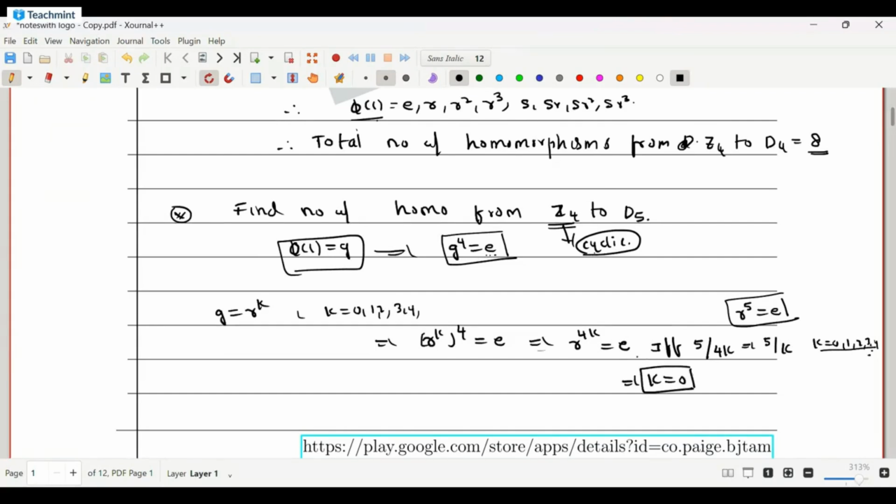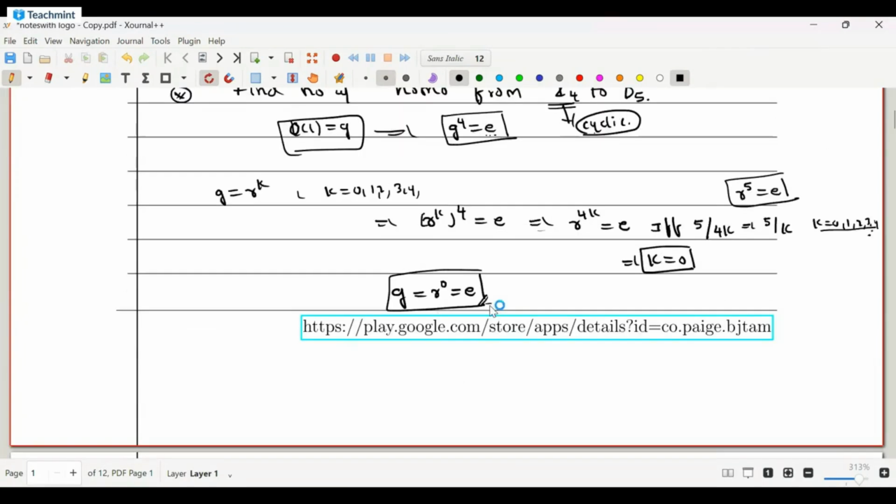1 does not divide 5 and 5 అనేది 1 ని డివైడ్ చేయదు కదా. 5 does not divide 1. So the only possibility is K is equal to 0, sir. K is equal to 0 is nothing but G should be ఏం కావాలి? R power 0, which is equal to identity. So rotations లో ఉన్న 5 ఎలిమెంట్స్ లలో ఓన్లీ ఒకే ఒక ఎలిమెంట్ మాత్రమే సాటిస్ఫై చేస్తుంది G power 4 is equal to E. So therefore phi of 1 equal to ఎన్ని పాసిబిలిటీస్ ఉన్నాయి? ఓన్లీ ఒకే ఒక పాసిబిలిటీ ఉంది ఇన్ రొటేషన్స్ లలో.